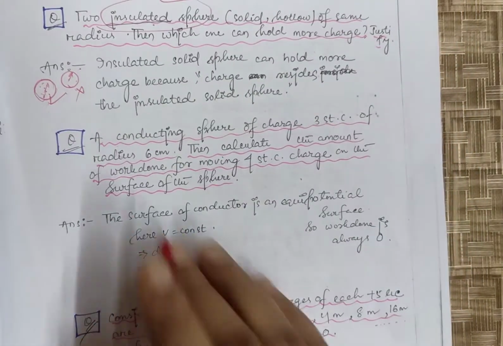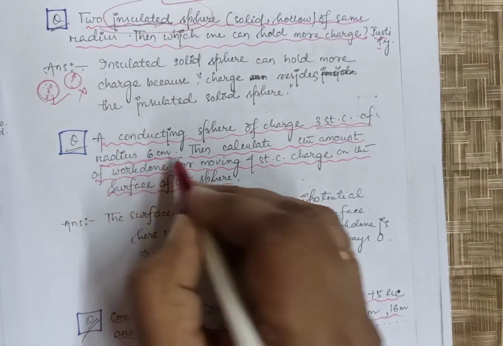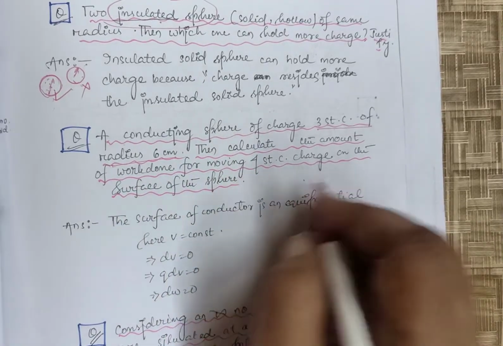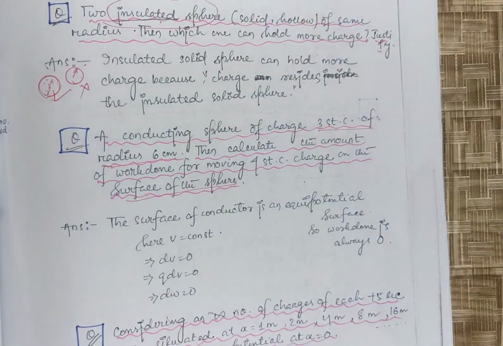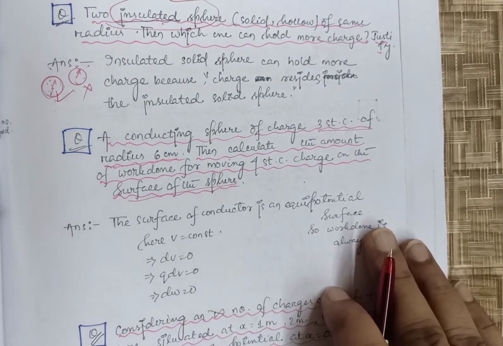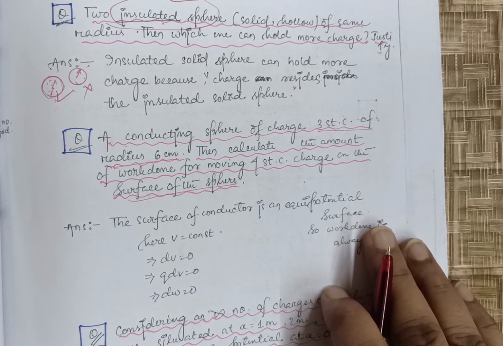Now the next question. A conducting sphere has charge 3 microcoulomb and radius 6 centimeter. Calculate the amount of work done in moving a 4 microcoulomb charge on the surface of the sphere. So many data are given that you may be confused about the work done. Generally, the student will use dW equals Q dV; the Q value is given, they will calculate the potential difference, then calculate the work done.